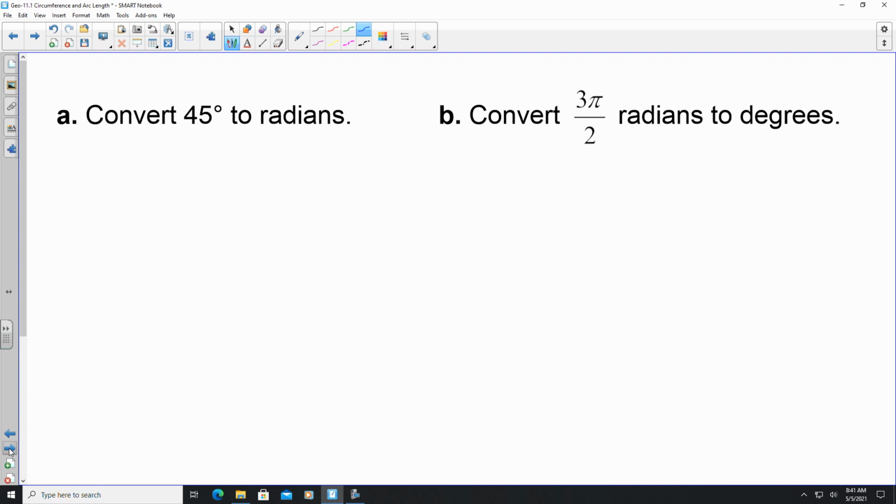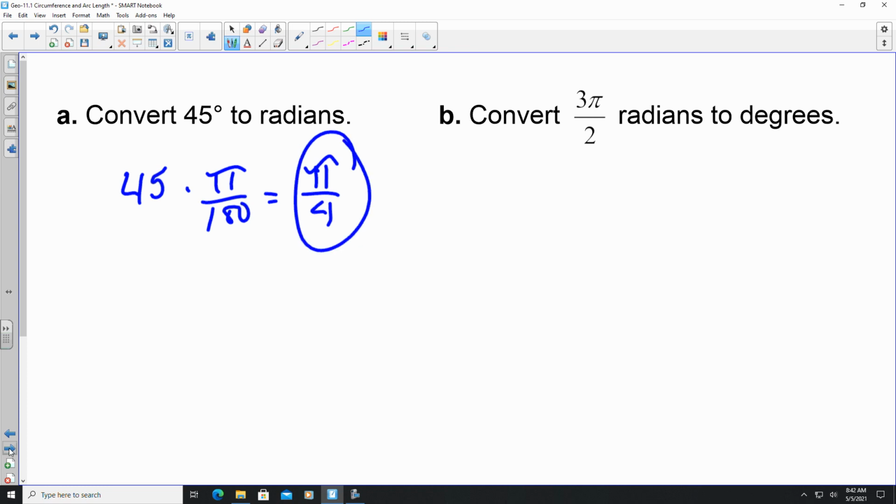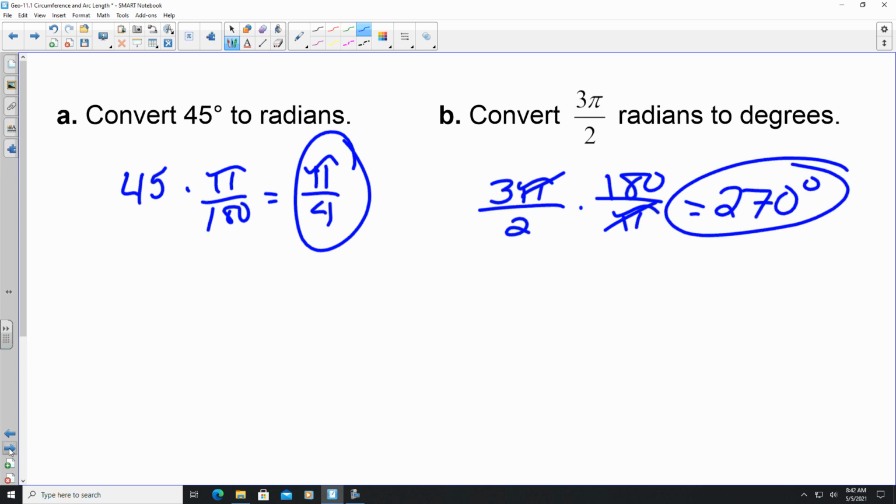The last thing we're going to look at is converting 45 degrees to radians. You take 45 times pi over 180 degrees, and 45 divided by 180 is pi over 4 in lowest terms. For part B, they have it in radians and want to convert it to degrees. So you do 3 pi over 2 multiplied by 180 over pi. The pi should cancel, because one's in the numerator and one's in the denominator. And 3 times 180 divided by 2 gets us 270 degrees.